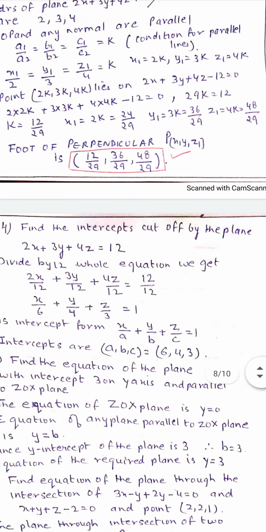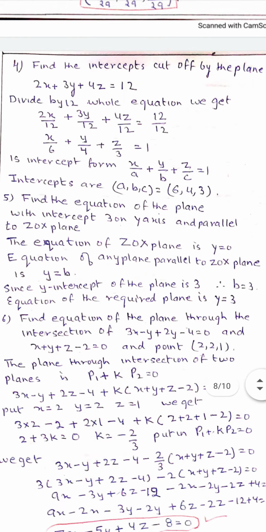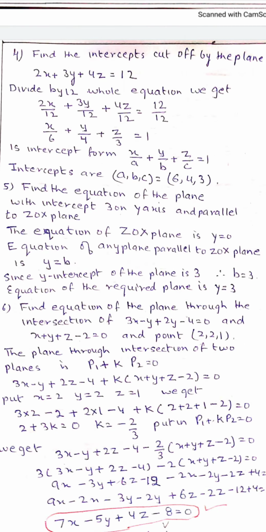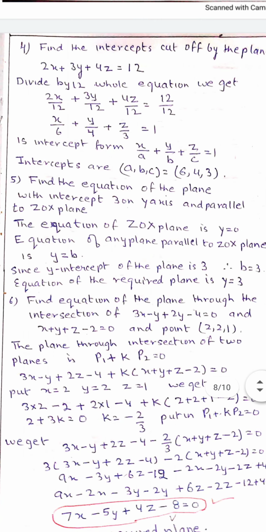Find the intercepts cut off by the plane 2x plus 3y plus 4z is equal to 12. Now we know that the intercept form of the equation is x upon a, y upon b, z upon c. We bring this equation in this form by dividing the whole equation by 12. What do we get? 2x upon 12, 3y upon 12, 4z upon 12, 12 upon 12, that is x upon 6, y upon 4, z upon 3. Compare it with x upon a, y upon b, z upon c. We get a, b, c as 6, 4 and 3.